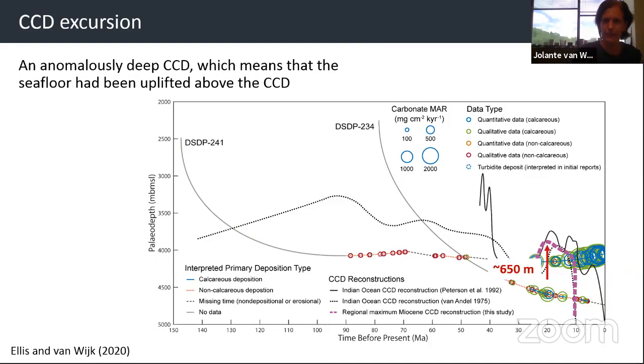Now, by comparing the difference between these curves and also the times when these curves cross each other, we were able to calculate a minimum amount of dynamic uplift and constrain this as 650 meters. And we were also able to calculate the arrival time of the plume, which was 25 million years.